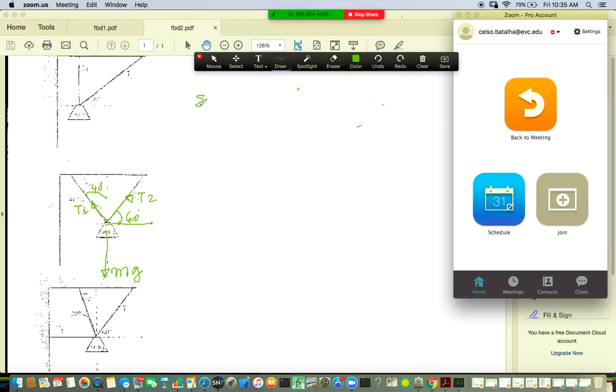It does not move. Sum of forces in x equals 0. Sum of forces in y equals 0. What do we have in x? Here's my x-axis, that's my y-axis, positive, positive. In the positive x direction, T2. Now, the adjacent: I'm bringing T2 to the adjacent part of this angle, 60.